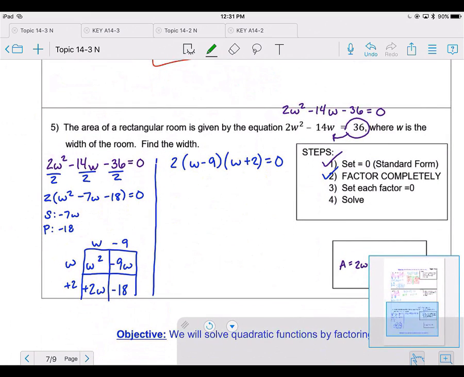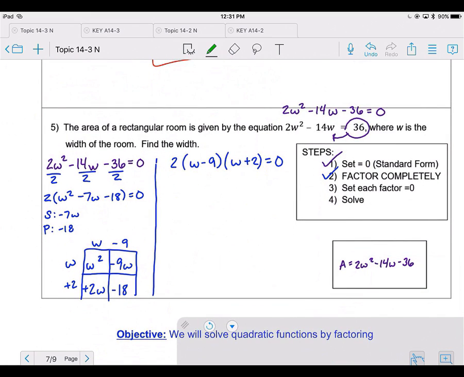Problem 5 is a word problem. It's kind of confusing, so we started it for you. The area of a rectangular room is given by the equation 2w squared minus 14w equals 36, where w is the width. Find the width. So the first thing we do is set it equal to 0. So we take 36 and we move it to the other side. Anytime you move something, you do the opposite operation. So 36 becomes negative, and I put it over here to start my problem.